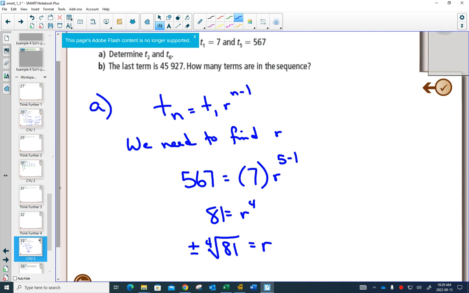And just like square roots, when you take any even root of both sides, you have to remember it could be positive or it could be negative. Because 81 is 3 times 3 times 3 times 3. 81 is also negative 3 times negative 3 times negative 3 times negative 3. 4 negatives would all cancel each other out and become positive again. So we have 2 possible answers for r, solving it this way.